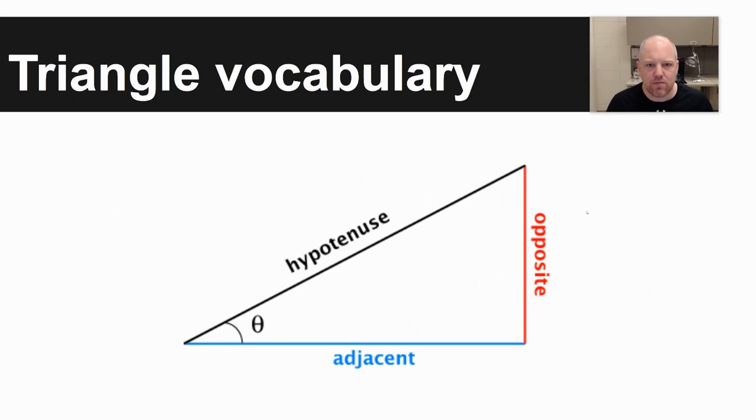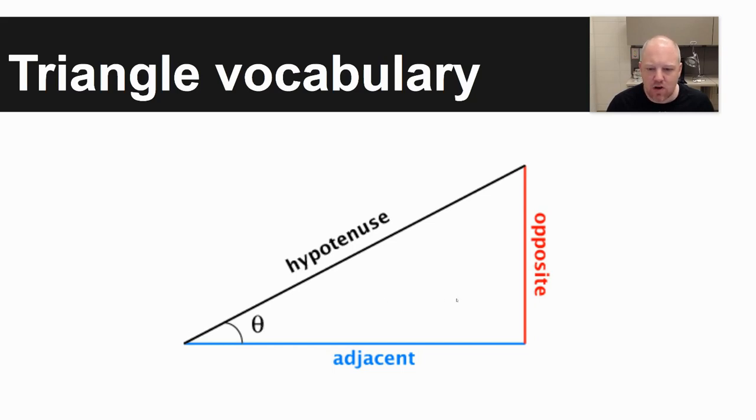So, triangle vocabulary. There are three different sides to a triangle. Those three sides for a right triangle are referred to as the opposite side, an adjacent side, and a hypotenuse. You're always going to be referring to an angle. In the bottom left corner of this triangle, you see this theta. These three sides are named based upon their relative location to this angle.